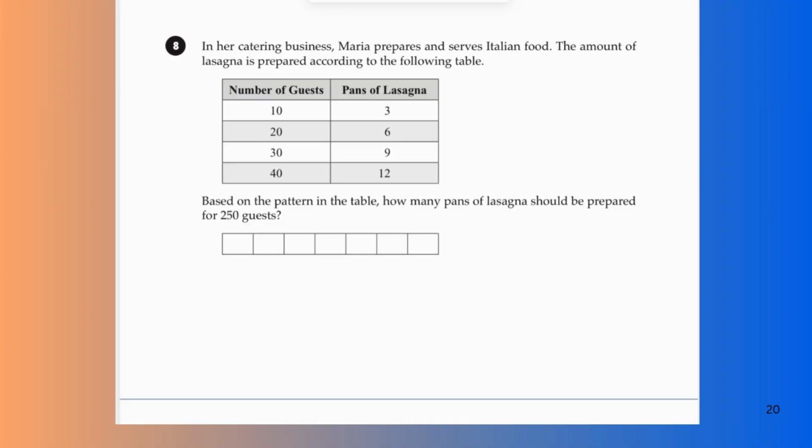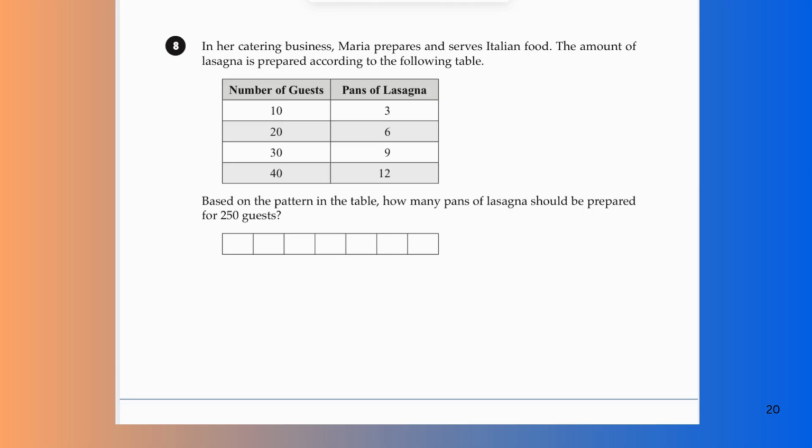In her catering business, Maria prepares and serves Italian food. The amount of lasagna is prepared according to the following table. So it shows you how many guests there are and then how many pans of lasagna have to be made for each of those guests. Based on the pattern in the table, how many pans of lasagna should be prepared for 250 guests? So this is suggesting that we have a proportional relationship, that for whatever number of guests there are, we're always making the same amount of lasagna per guest.